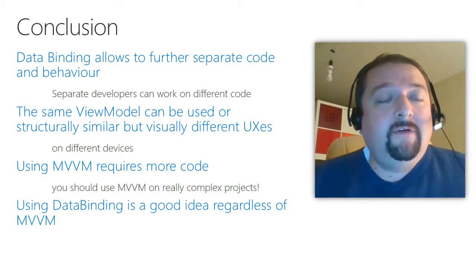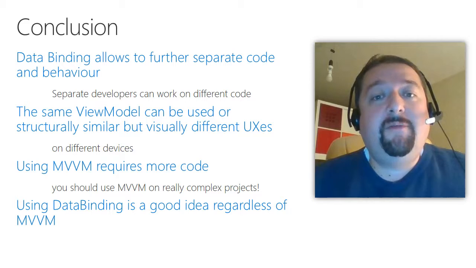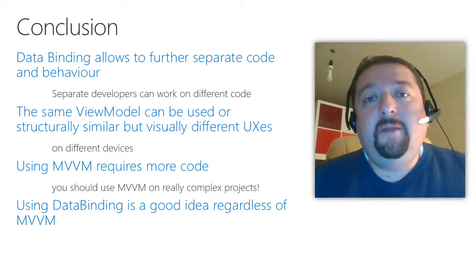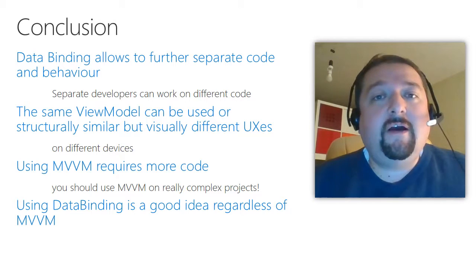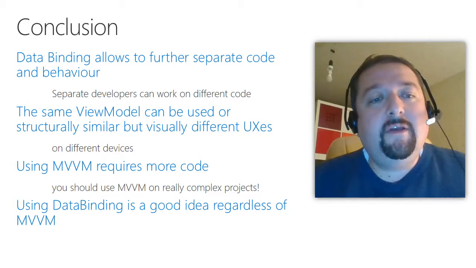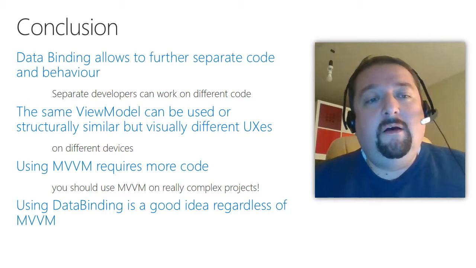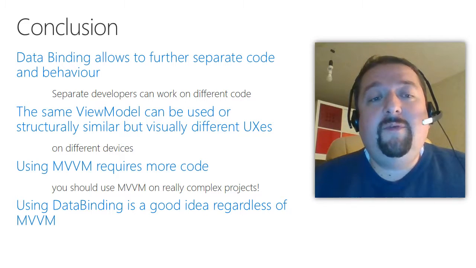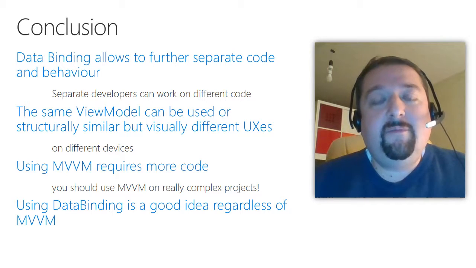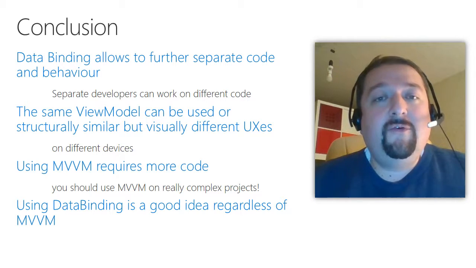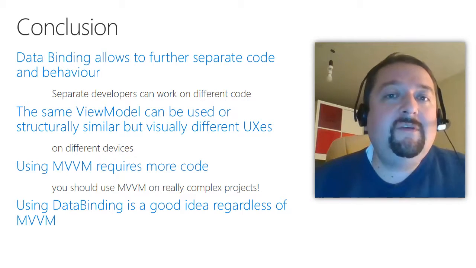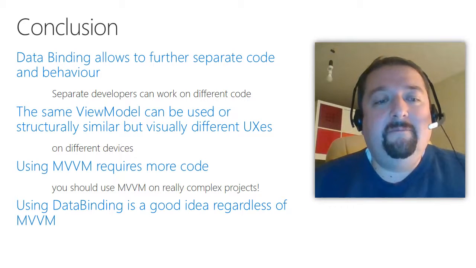So to conclude, data binding allows you to further separate code and behavior. And this is very good because you can have different developers working on different code. The code is in different files, so you can check in and check out them separately, and you can do unit testing. The same view model actually can be used for structurally different UXs. For example, if you are doing UX for the phone and for the desktop computer, you can create separate views, but you can use one view model behind them.